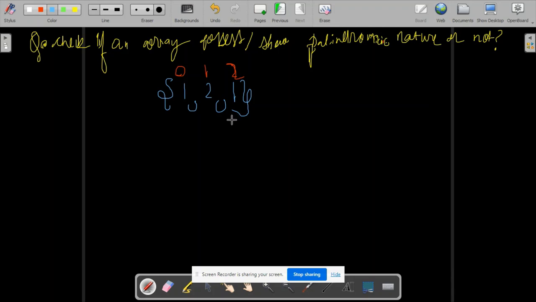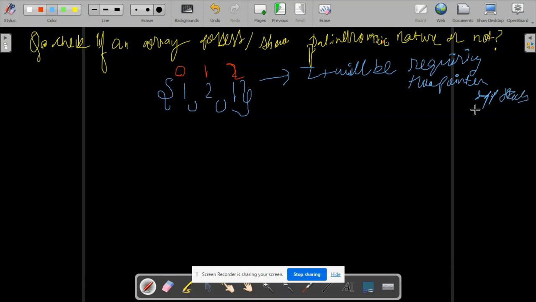So now, how will you code it up? How will you proceed with the algorithm of this? Let me give you some hint. It will require a two pointer approach.